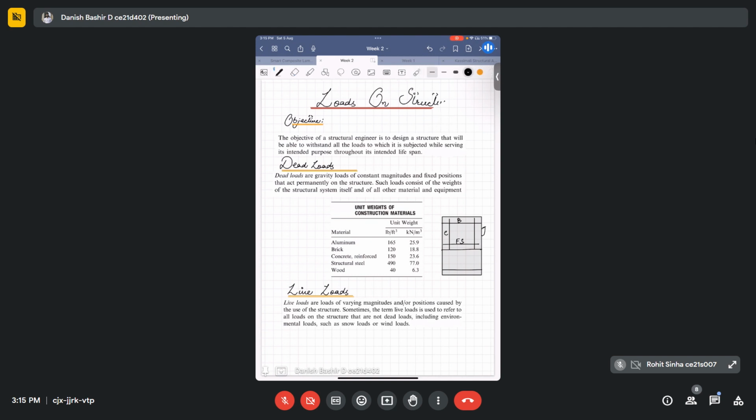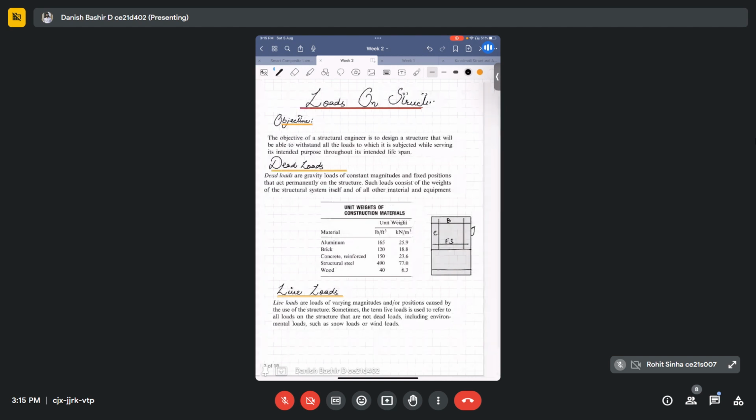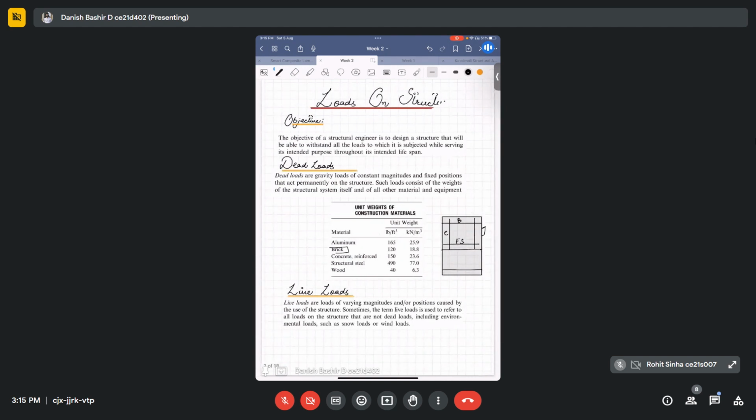For example, if our building is made up of brick walls, the unit weight we have to take as dead load is 18.8 kilonewton per meter cube. For reinforced concrete, it will be 23.6 kilonewton per meter cube, and for structural steel, we have to take 77.0 kilonewton per meter cube. And for wood, it's very less because wood is not that dense. It's 6.3 kilonewton per meter cube.